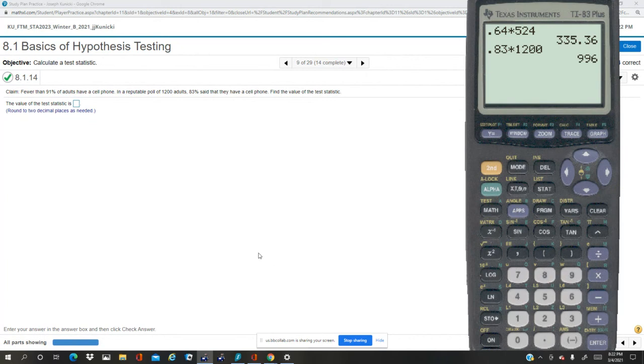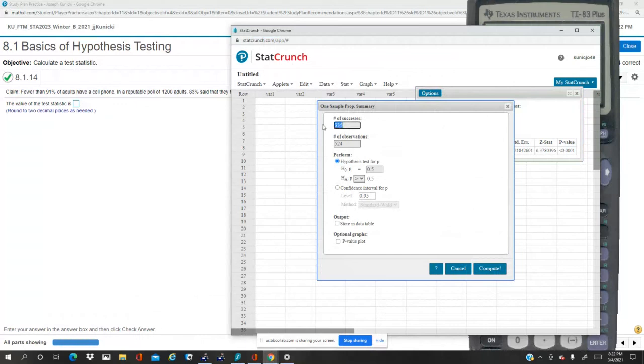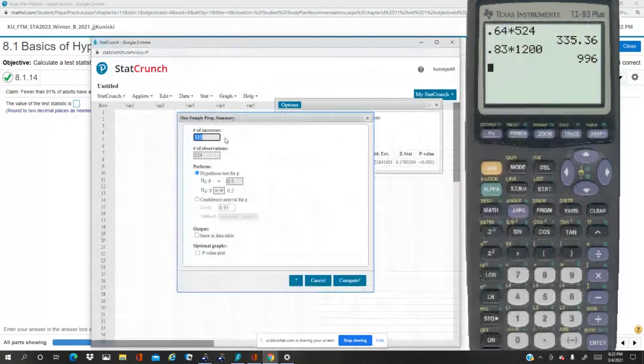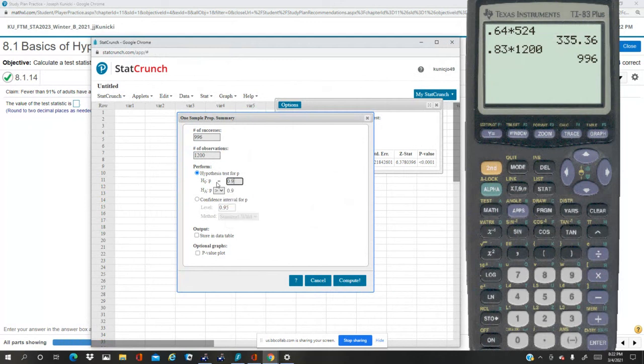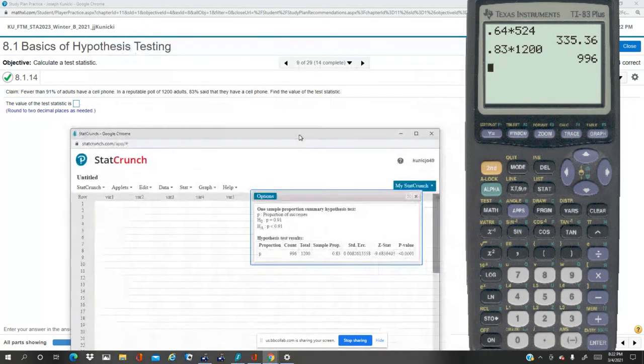Oh, this one's nice and even, 996. So we can't screw that up. 996, open up StatCrunch. I just edit. So the number was 996. N was 1200. P was 0.91. And the alternative is less than, because it says fewer than 91. Compute.